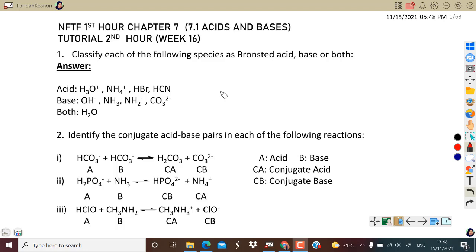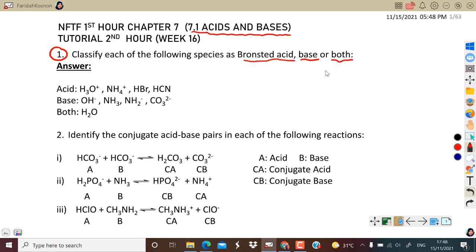Today we are going to discuss tutorial chapter 7, which covers the subtopic 7.1 acids and bases. So please refer to your answers. Alright, so this is the first question. Classify each of the following species as Bronsted acid, Bronsted base, or both.